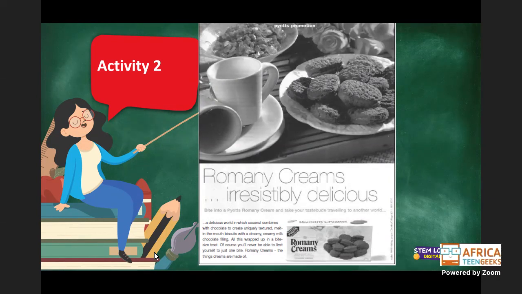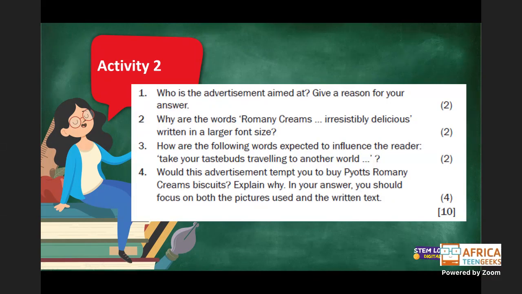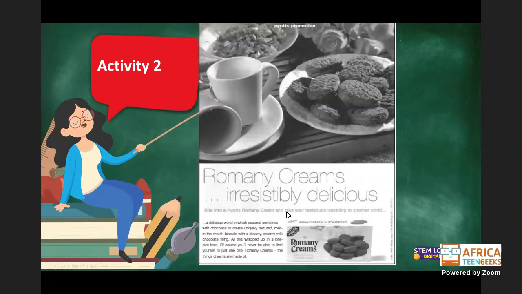Okay, right. So we continue to the next question. No, not the answer. Question. How are the following words expected to influence the reader? Take your taste buds traveling to another world. So how are the following words expected to influence the reader? So we'll go back so that you can see. So bite into the pious Romany creams and take your taste buds traveling to another world. So how are these words expected to influence the reader, do you think?